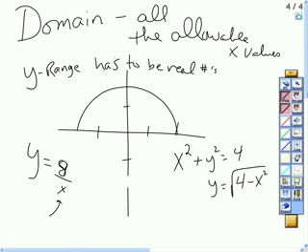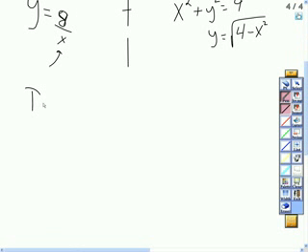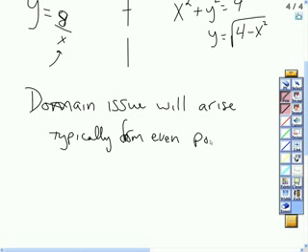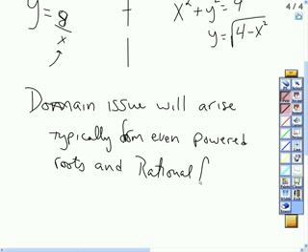So anytime, and this is going to hold throughout forever, domain issues are going to arise typically from even powered roots, fourth root, square root, and so on, and rational functions, that is, x is in the denominator.